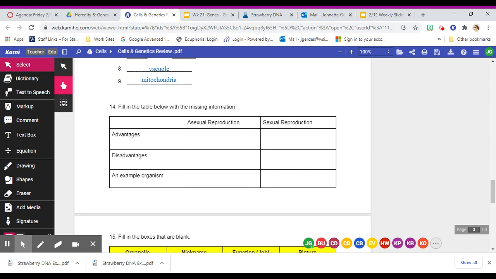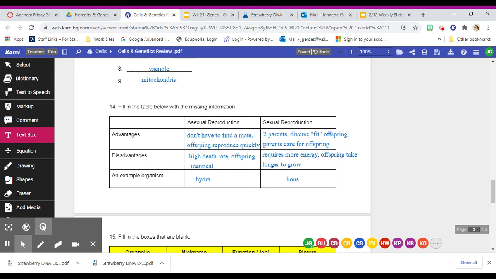Okay, so number 14, you're going to fill in the advantages and disadvantages of asexual reproduction. So you should have some advantages. I'm going to type those up, so I'll pause the video again. Okay, so number 14 is now filled in. So the advantages of asexual reproduction: don't have to find a mate. Offspring reproduces quickly. It's allowing us to have more population growth.